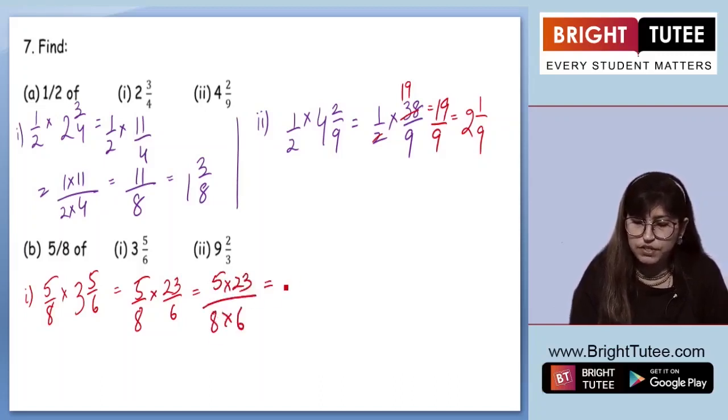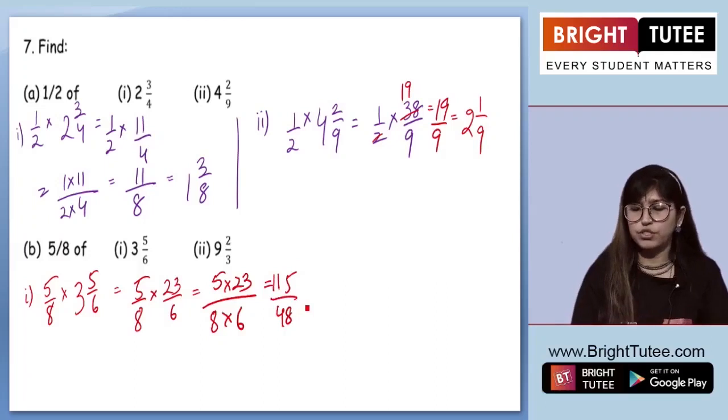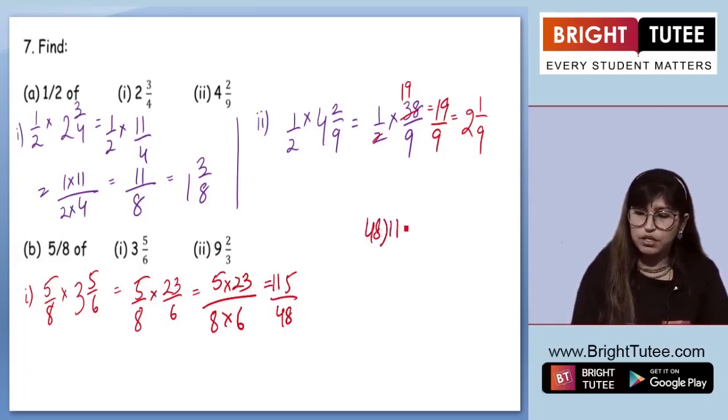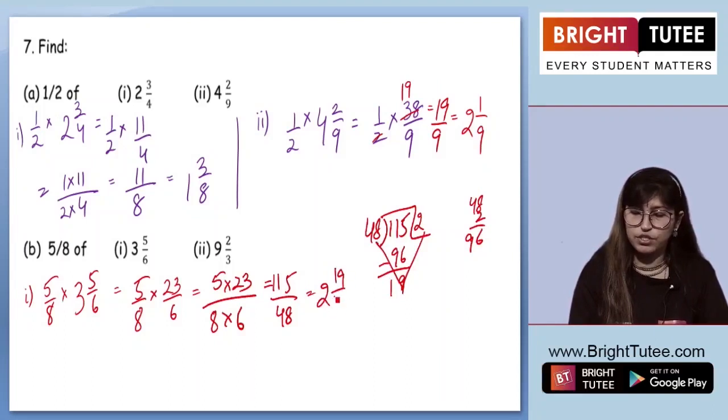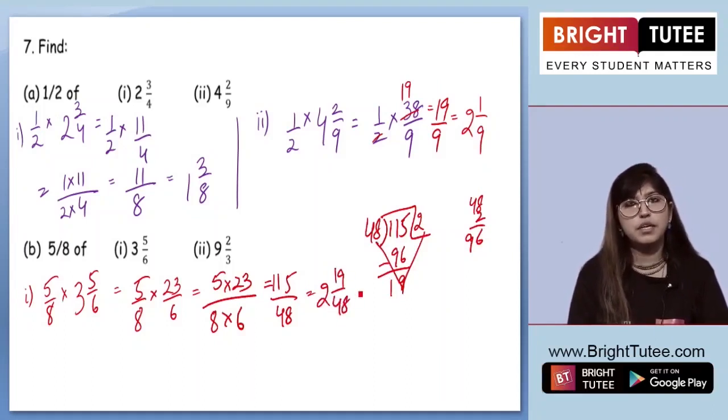So 23 5s are 115 upon 48. We'll be doing the division this way. So 48 times 2 is 96. So we are left with 19. So 2 19 by 48 is the answer for the first part.